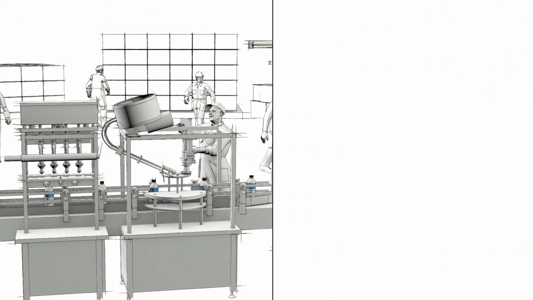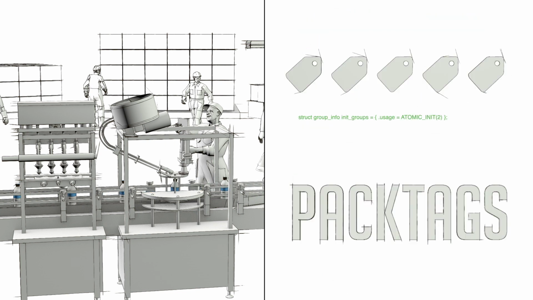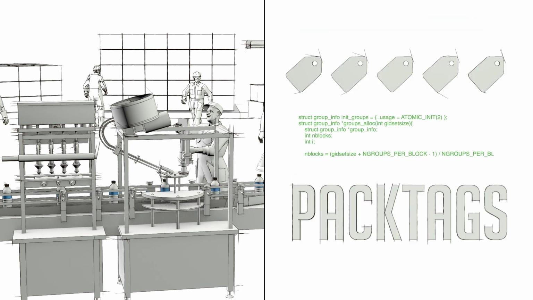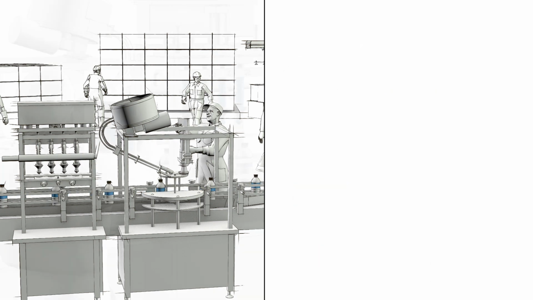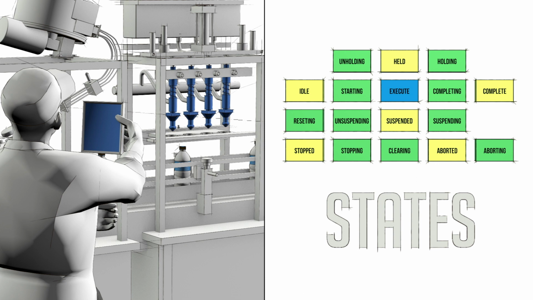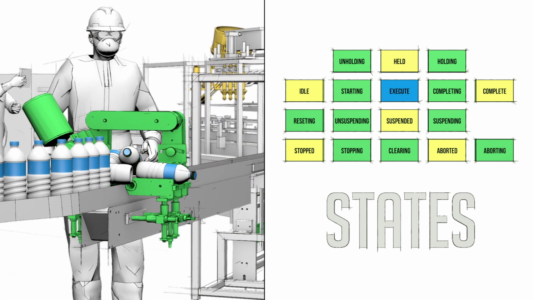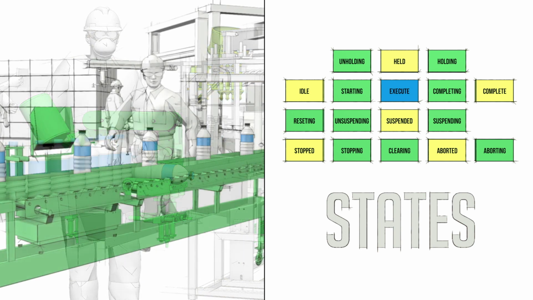PackML defines a common structure for machine states, operating modes, and packets of information that describe a machine's condition, known as pack tags. The state model outlines top-level machine control and how components operate and react to changes. It defines 17 states, what they mean, and what it takes to get into and out of each one.